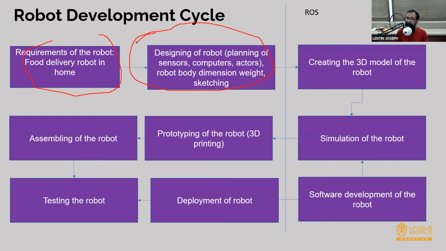Okay, it's not a simple plan. It involves some mathematics. There are some equations to design all these things, like to estimate the motors that we have to use, what is the torque, and all those things come into the design phase. Okay, then after designing all this, we will do the 3D modeling of the robot.